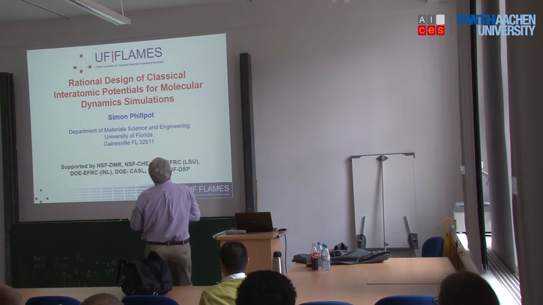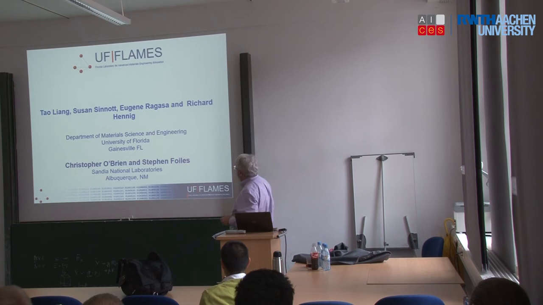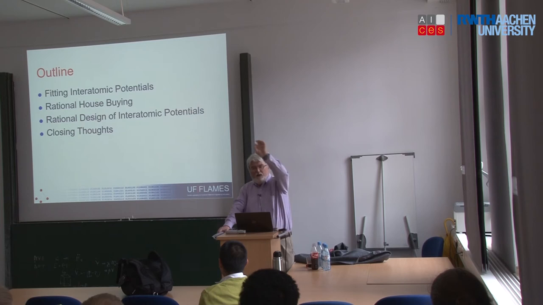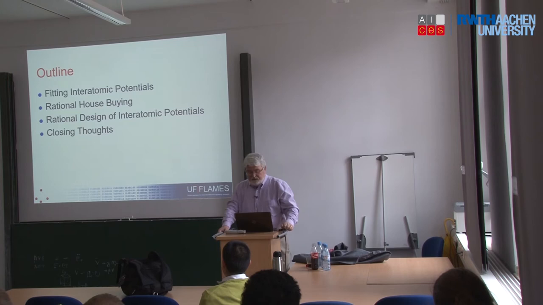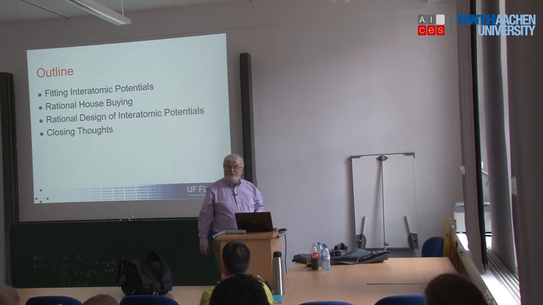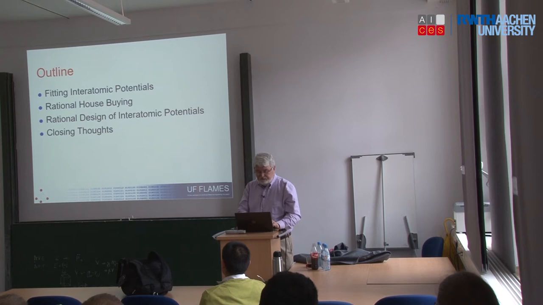This is work that I've done largely with Chris O'Brien, Stephen Foiles at Sandia National Labs, and Eugene Ragasa and Richard Hennig at UF. So what are we going to talk about? We're going to talk about how we fit interatomic potentials. Once we've written down that functional form, how do we figure out what numbers to put in there to give me the right physics that I saw in the previous cases? Then I'm going to use my silly analogy: rational house buying. We're going to talk about buying your first house. Some of you may have done that already, some of you may be a ways from doing that, but most of us will go through that experience, or at least renting an apartment. It's the same thing. Then we're going to apply that to rational design of interatomic potentials, and we'll give some closing thoughts on this.